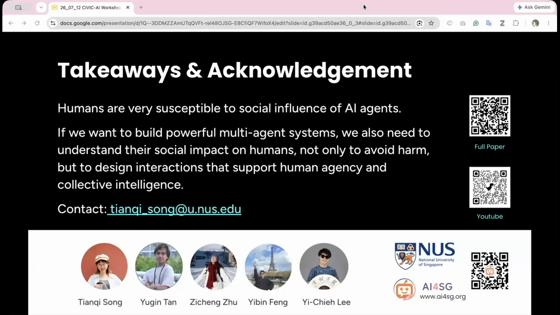So that's about our study, and here is a short takeaway. If we want to build powerful multi-agent systems, we need to understand their social impact on humans, not only to avoid harm, but also to design meaningful interaction and support human agency and collective intelligence. And that's all. Thank you.